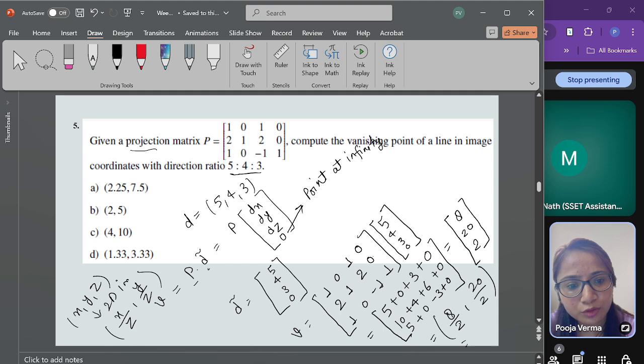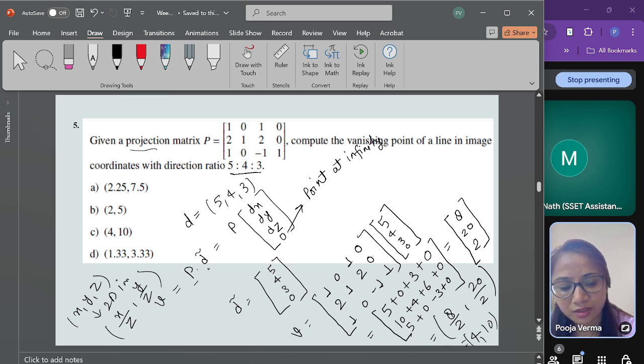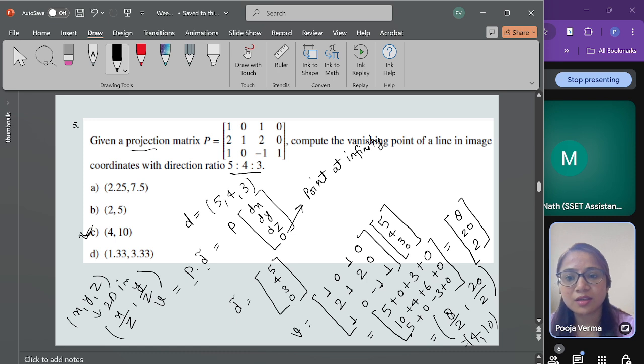So you will get 4 into 10. So the final image coordinates of the vanishing point of the line in the image coordinate with this direction, we have got 4, 10. Okay, so option C is the correct answer for this question.